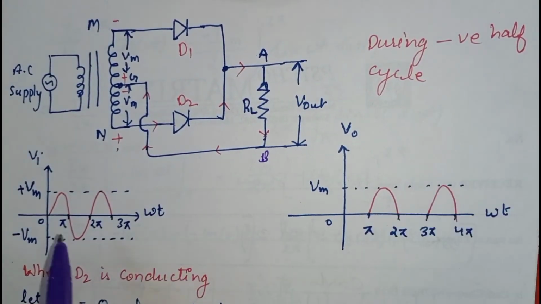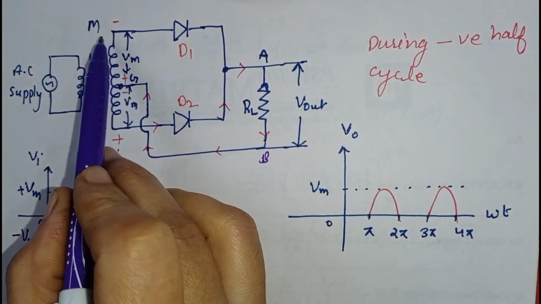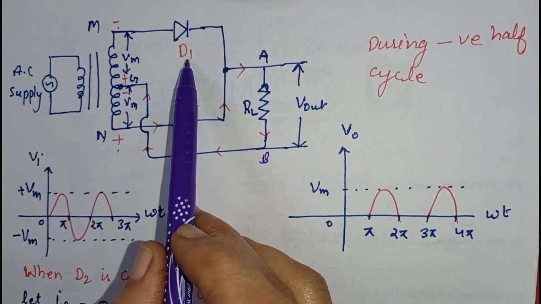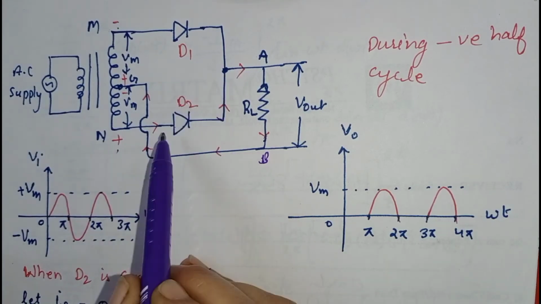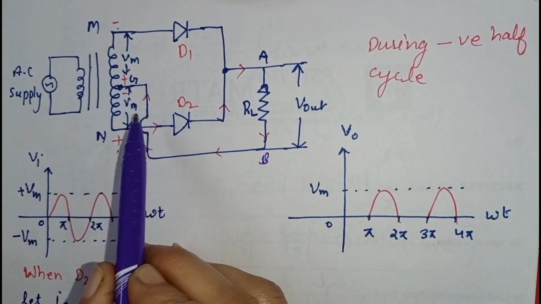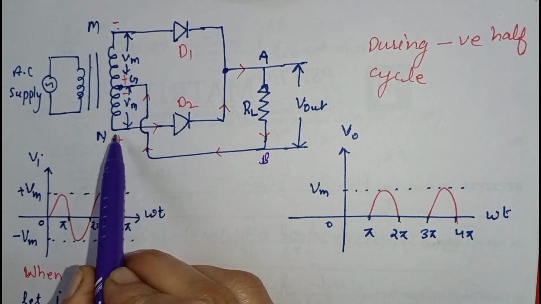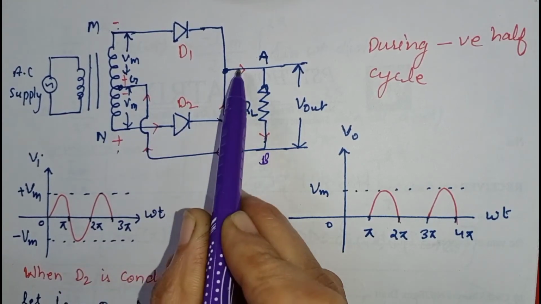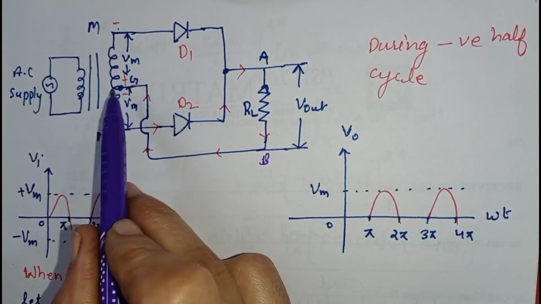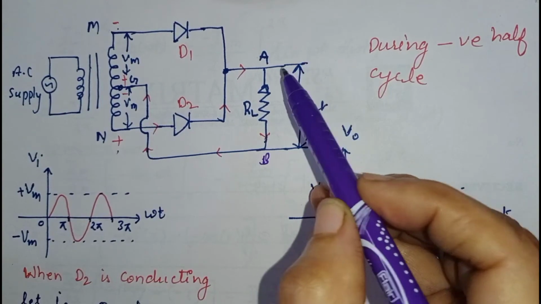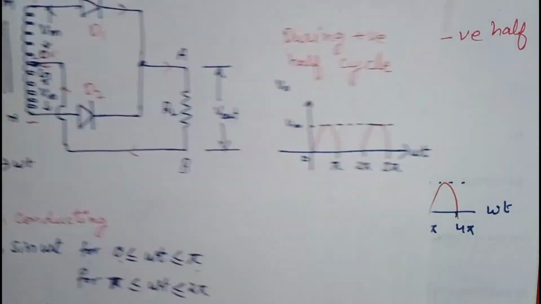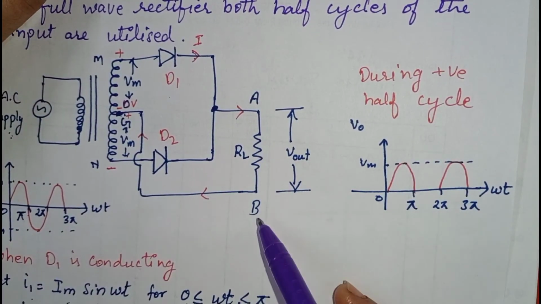During negative half cycle from pi to 2 pi, this terminal M is negative and this terminal N is positive. So the diode D1 is reverse biased and no current is flowing through this diode, and the diode D2 is forward biased, so the current flows through this diode. Now the path of the current will be from positive through this diode and through this resistance RL from A to B and to the ground. So this is the path of the current, and we can see the direction of the current through this RL is from A to B, the same as in the case of positive half cycle.